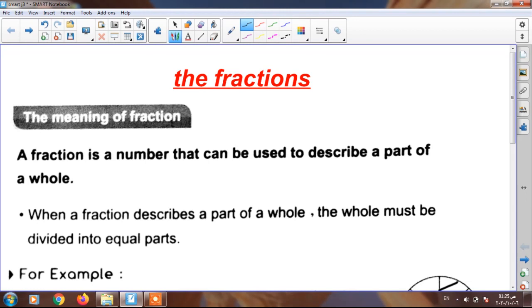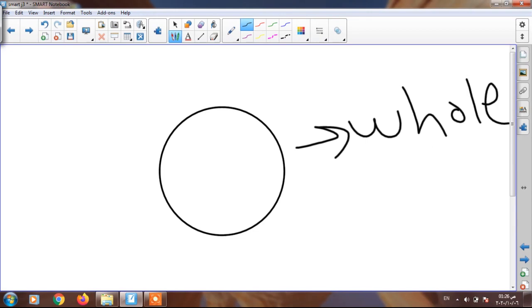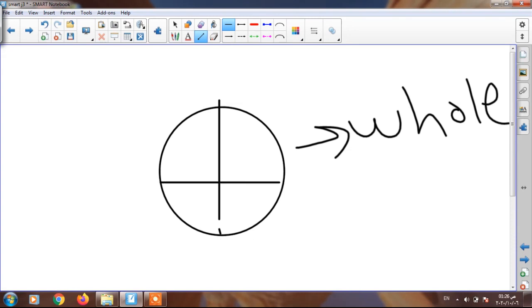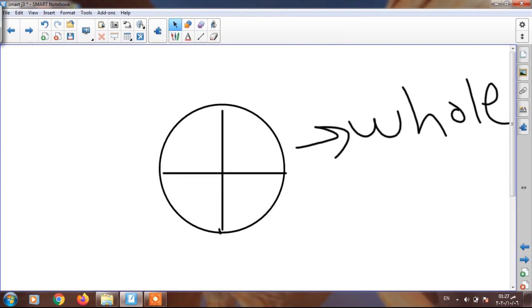Okay, firstly here, if I have this circle, it is called a whole. It's called what? Whole. It means the whole circle. One whole here represents one cake or one pizza, and I want to share it with my friend. If I divide it into 4 parts like this, and now I'm very hungry and I will eat only one part like this.